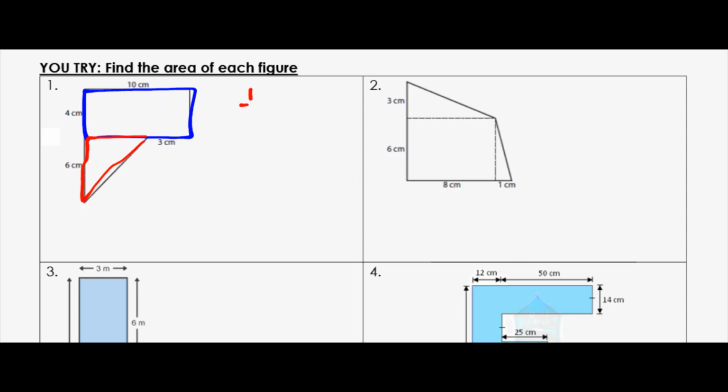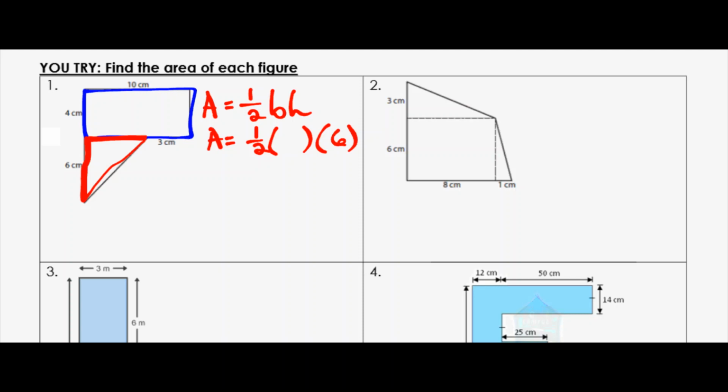A triangle is 1/2 base times height. So the area for this triangle is going to be 1/2 of this times the height of the triangle, which is 6. So I don't really know the base yet, but I can find that out.